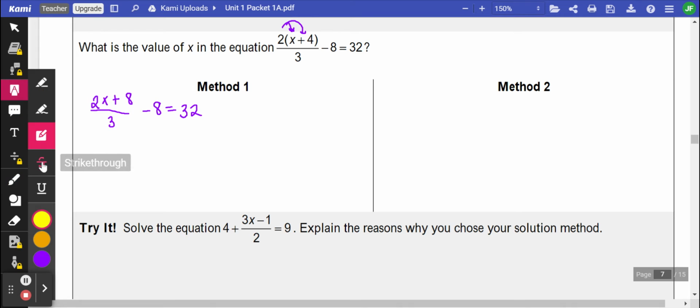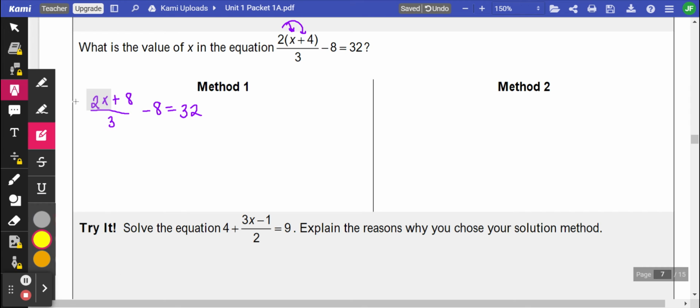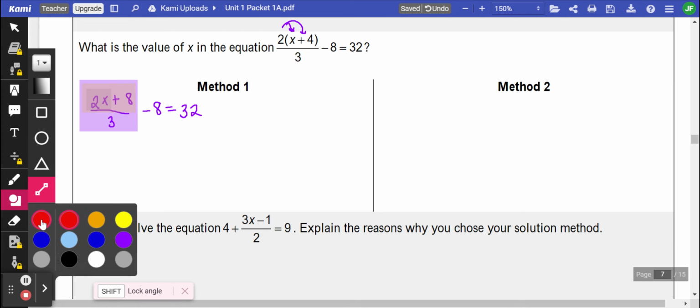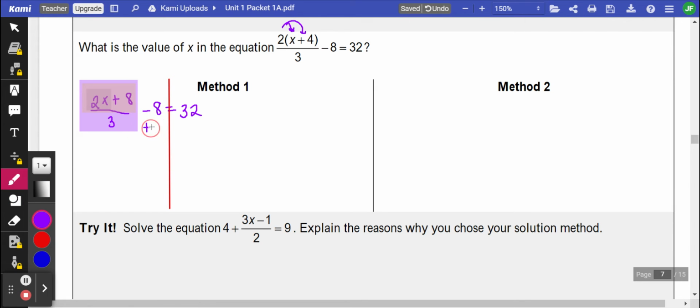Now, we were highlighting the closest number to the variable to start. Since there's so many steps, we're going to actually keep highlighting. So 2x is the closest, then 8 is the next closest, and then the 3 is the third step there, and then minus 8 is the last step. So if we're going to work our way backwards, we're going to start by subtracting 8 on both sides. Sorry, canceling the minus 8 by adding 8 on both sides. So let's go ahead and do plus 8 on both sides.